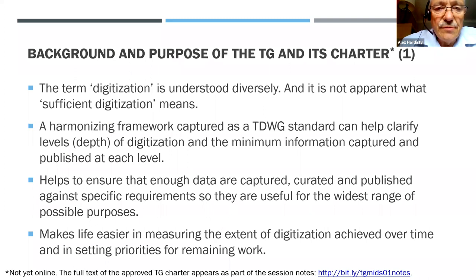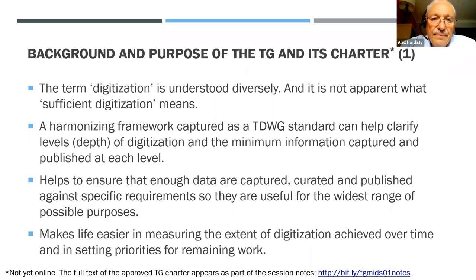Okay, so I want to give you some background about the purpose of this task group and its charter. You can find all of this information in the charter, which is appended to the end of the session notes in full. The charter is not yet available on the TDWG website, but will be so shortly. TDWG executive approved this task group a month or so ago, and we're now going through the administrative processes of setting up the appropriate web pages and GitHub repositories.